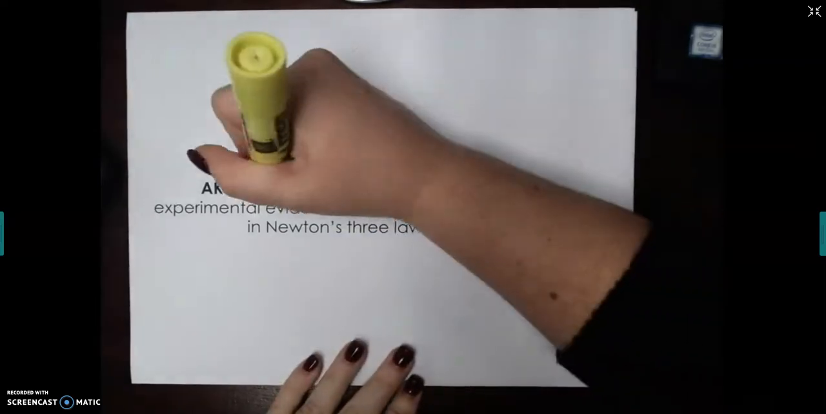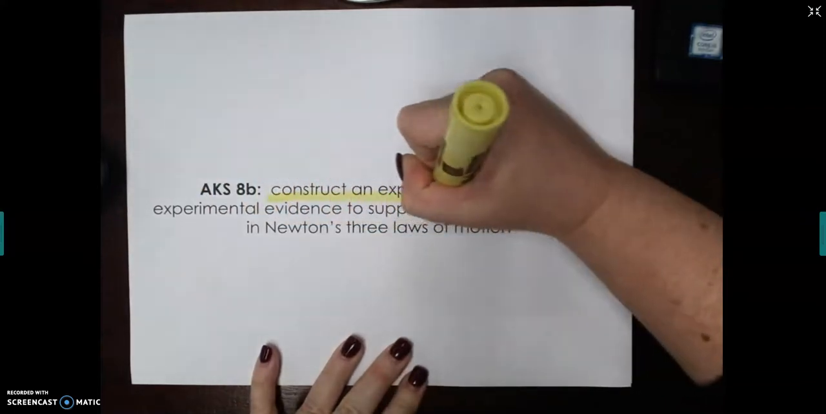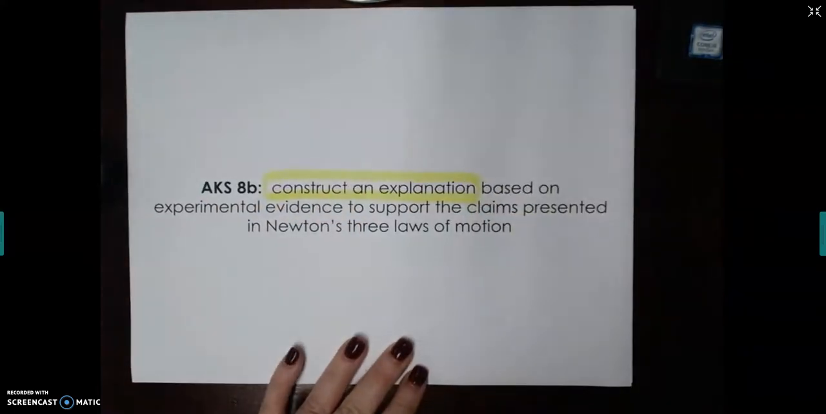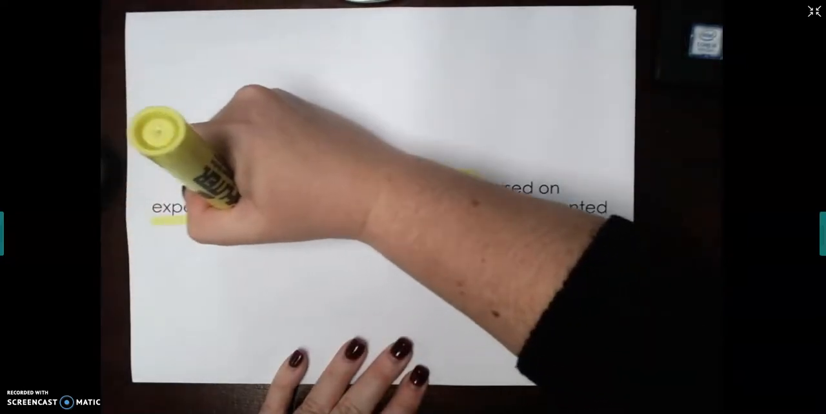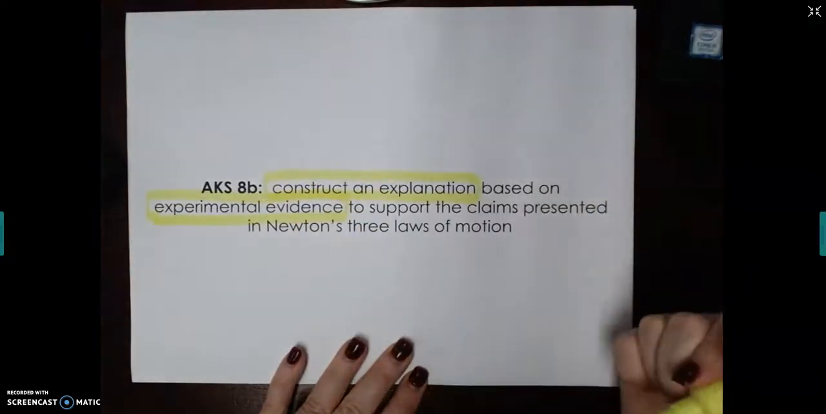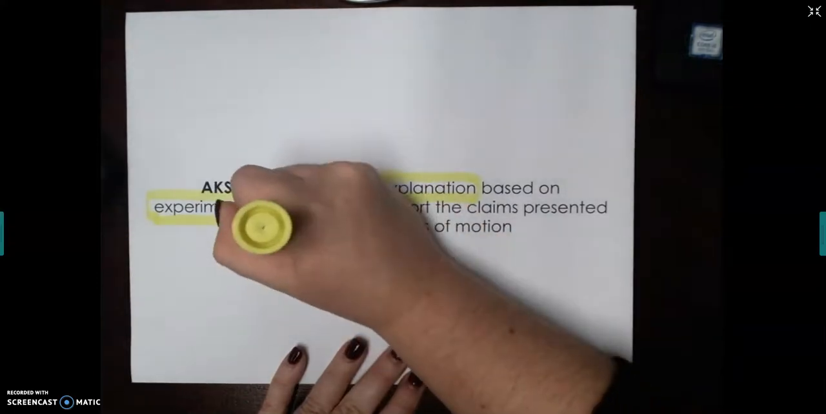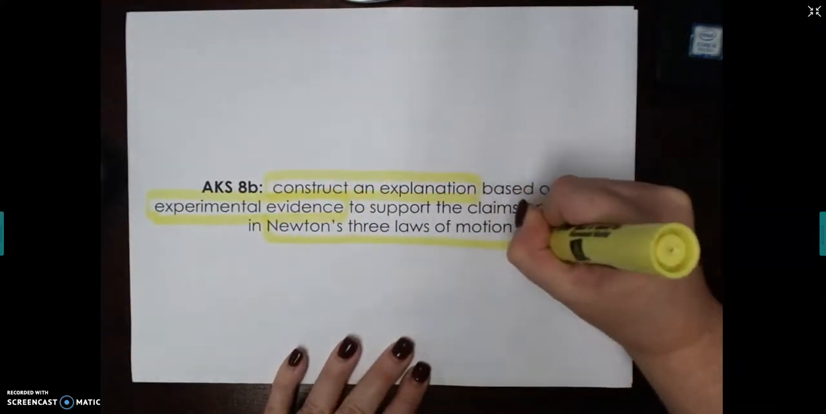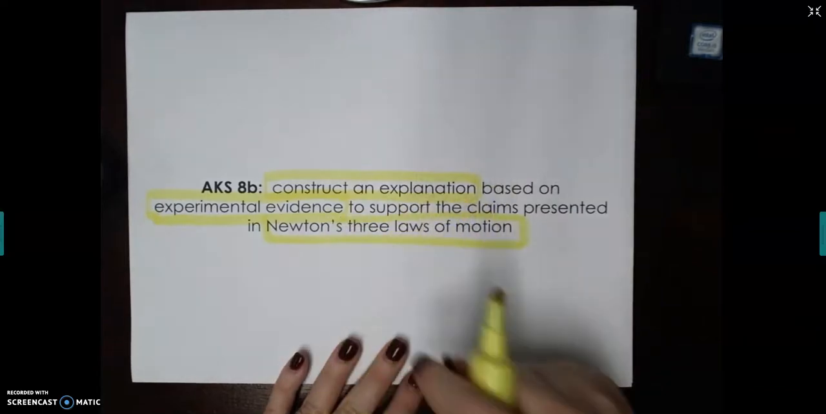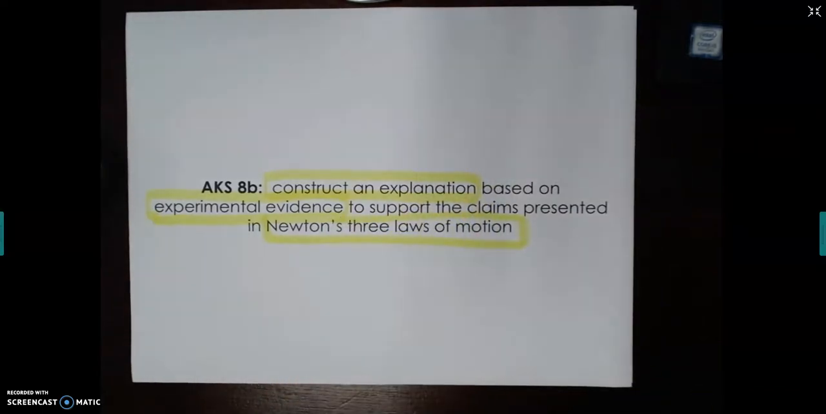First, we're going to mark construct an explanation. Next, we're going to mark experimental evidence. And lastly, we're going to mark Newton's 3 laws of motion. So these are going to be our 3 key components as we're talking about this AKS.